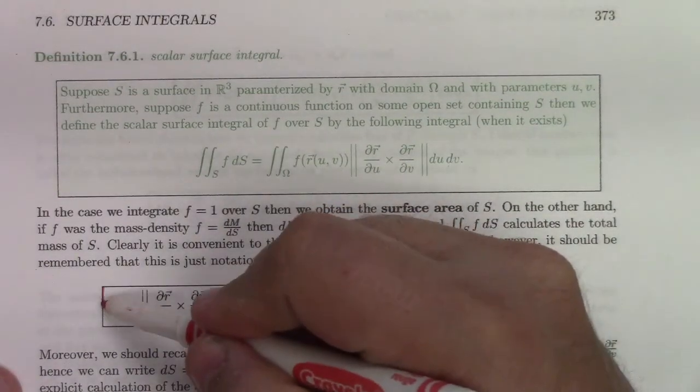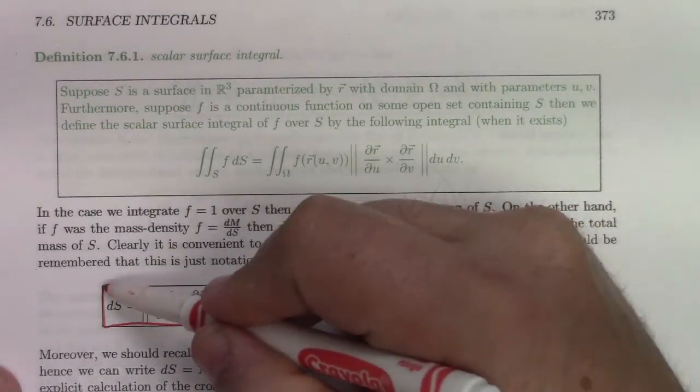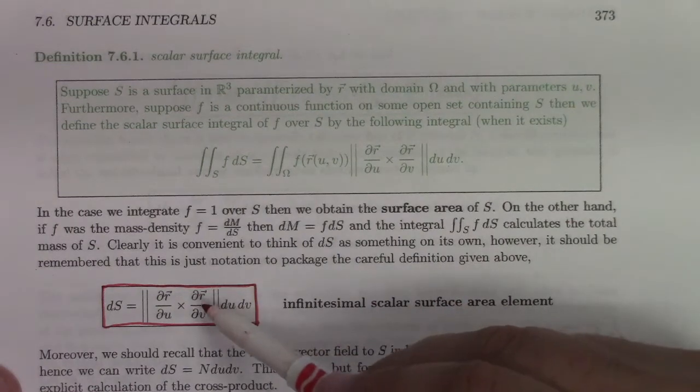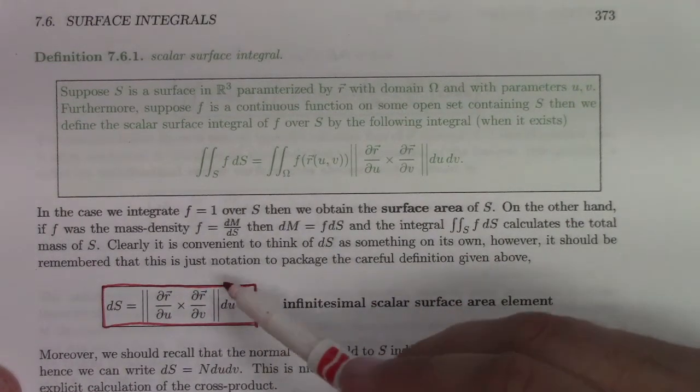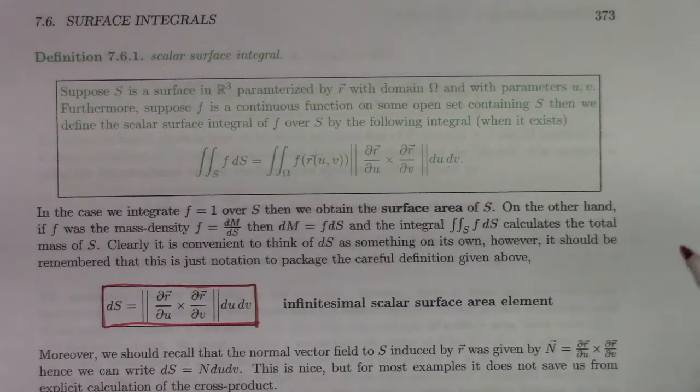It's called the infinitesimal scalar surface area element, and what you do is you take the length of the normal vector, partial r partial u cross partial r partial v, take the length of that and multiply by du dv. There you go. That's the infinitesimal scalar surface area element. You've got to integrate that over the surface to find the surface area. So, okay, that's the first thing.